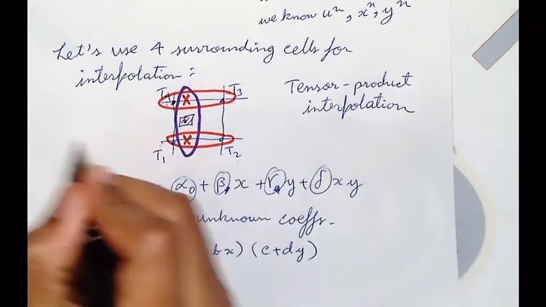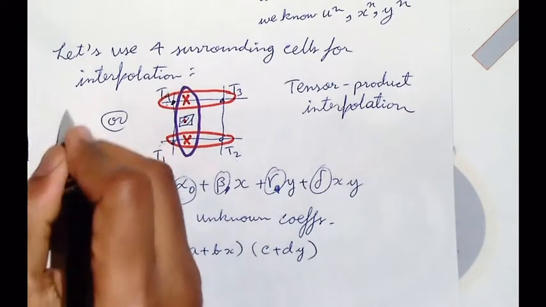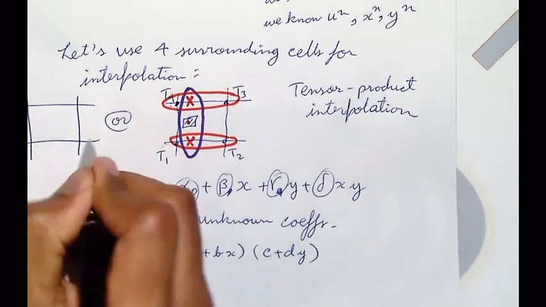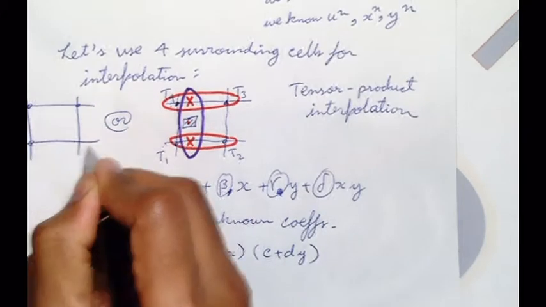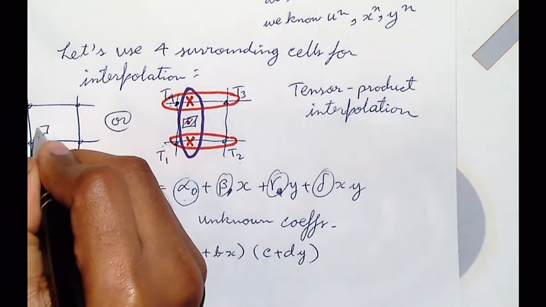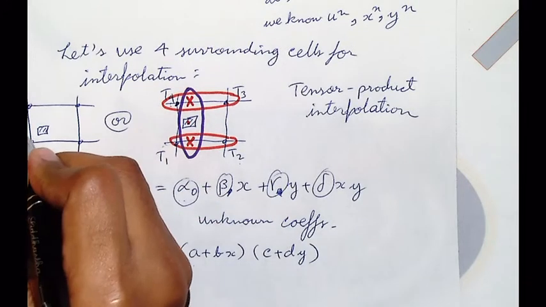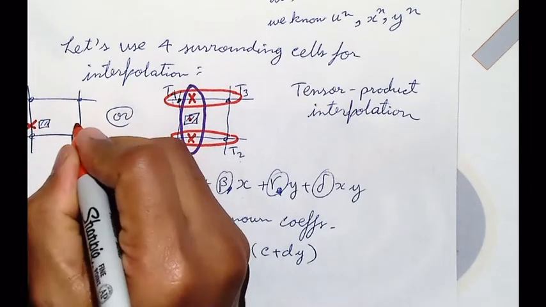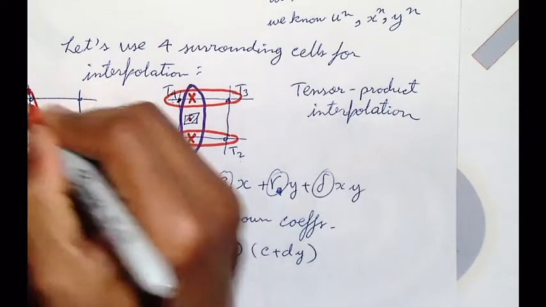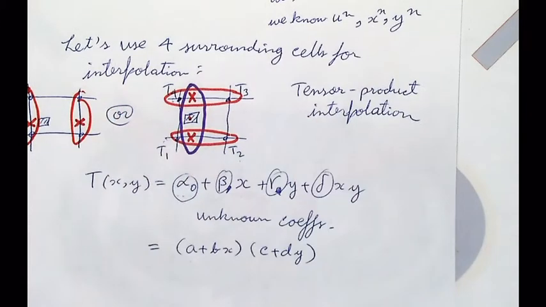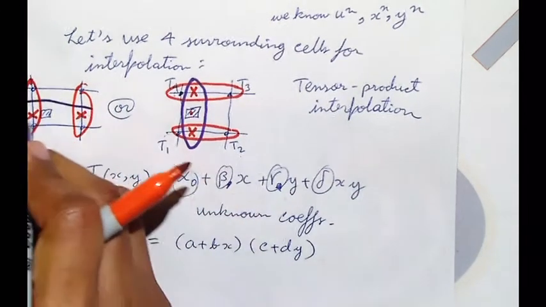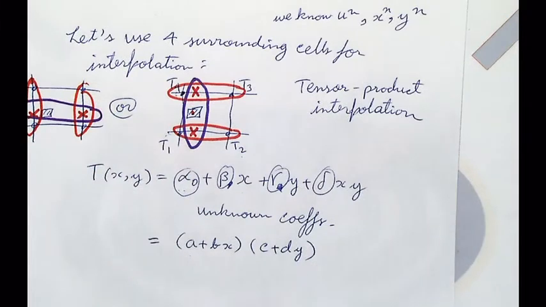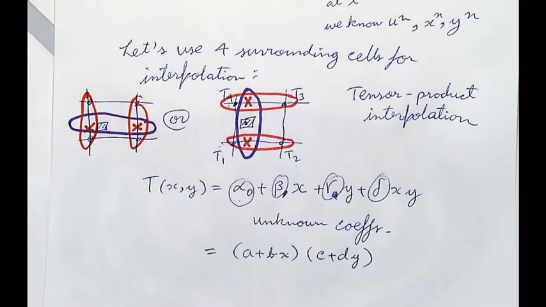Let me just redraw this. So this is my square where I'm trying to interpolate. So you do first y using these two, and then in x using the new result. Make sense? Either way is completely valid. The error you make will be slightly different, but the order of the error will not change.